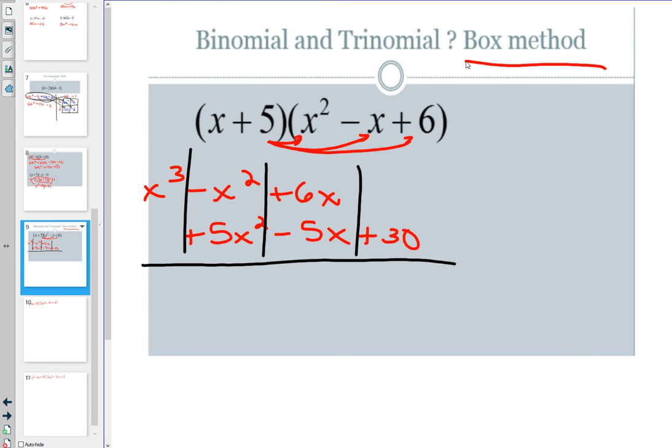The x to the third has nobody to play with, so it just drops. Isaac, what's negative x squared plus 5x squared? Good. Plus 4x squared. Cassandra. 6x minus 5x. What's 6 minus 5? And then the x's stay the same, and 1x is just plus x. When you combine, you keep the variables the same.